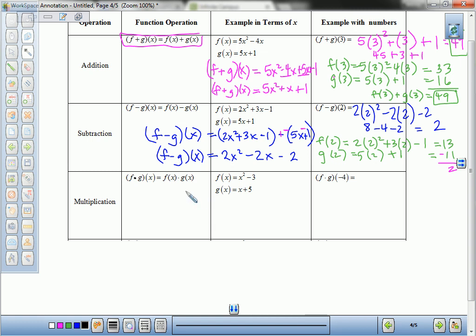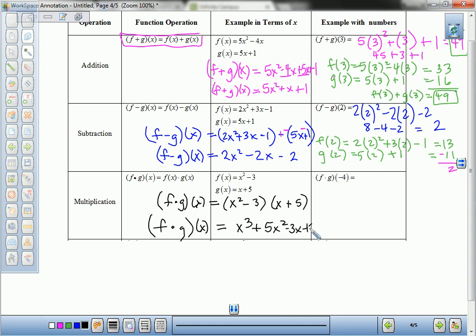So to find that product, f times g, we would do exactly what you think we should. Isn't this wonderful that everything works exactly like it should? All right, so all we're going to do is distribute here, and then if there were any like terms, we would combine like terms. They're not going to be for this one. So we get the product of f times g of x is x cubed plus 5x squared minus 3x minus 15.